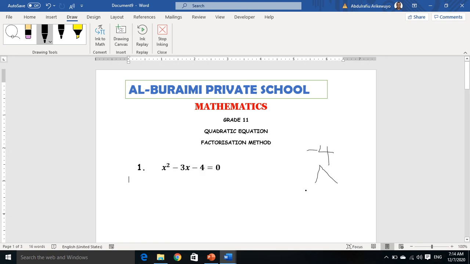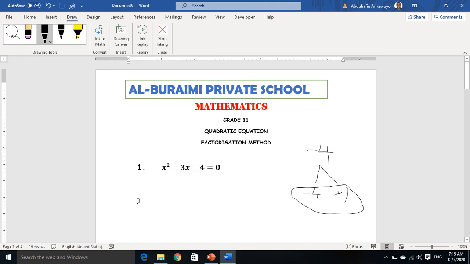If you look at it very well, you will see that the two numbers are minus 4 and plus 1. If I multiply minus 4 and plus 1, I will get minus 4. If I add minus 4 plus 1, I will get minus 3. These are the two numbers I will use to replace 3x, as you shall see now.